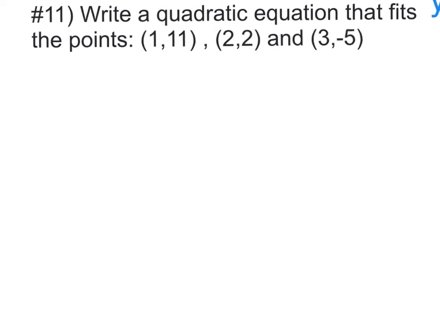This is number 11 on practice quiz 2.8. So we want to write a quadratic equation that fits the points (1, 11), (2, 2), and (3, -5). You have to start with y equals ax squared plus bx plus c. That's the type of equation you want to write, but we don't have an a, b, or c value.